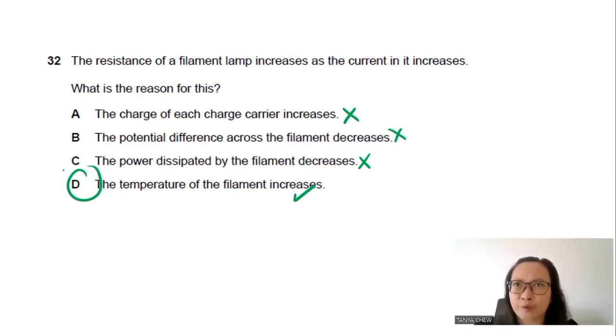So if you want to experience this in real life, you get a light bulb, you just connect to a battery, and after a while, maybe a few seconds, just touch the light bulb, and then please beware, right? When you touch the light bulb, you can feel that there's a little bit of warmness here. Why? Because the temperature increases.